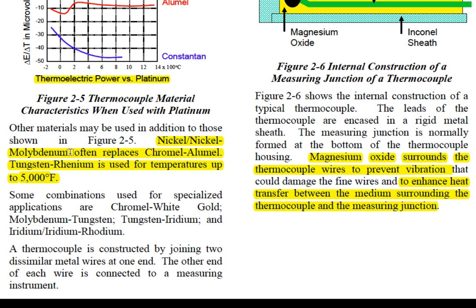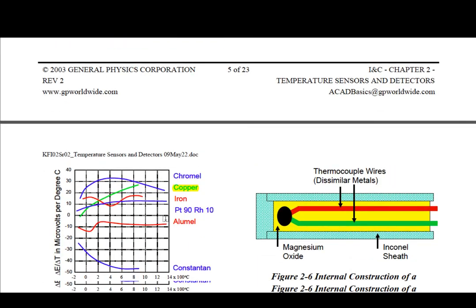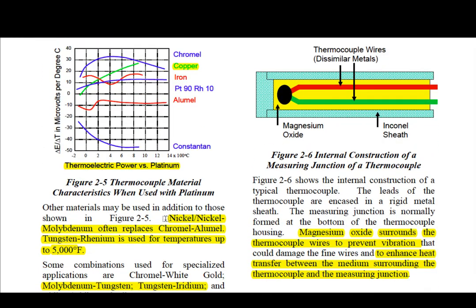And also, notice down here we have tungsten. Tungsten is used most of the time in very, very high temperatures. Look at this, up to 5,000 degrees Fahrenheit. So platinum and tungsten. Right over here gives you an idea of how a thermocouple is actually constructed inside its housing.